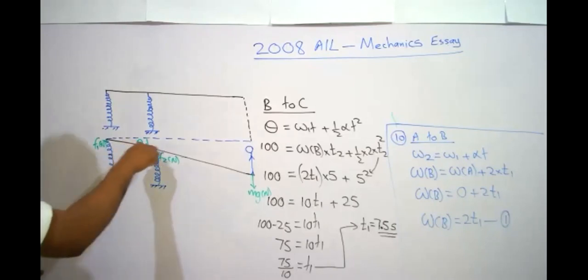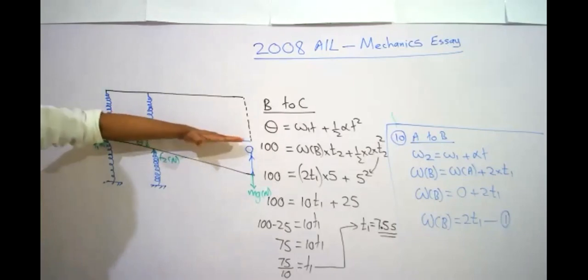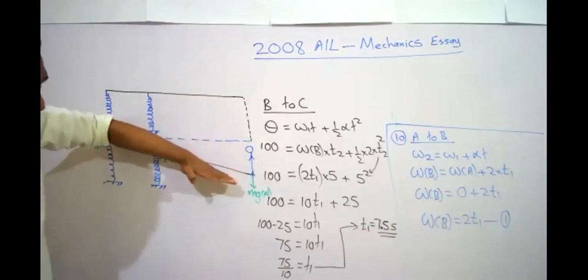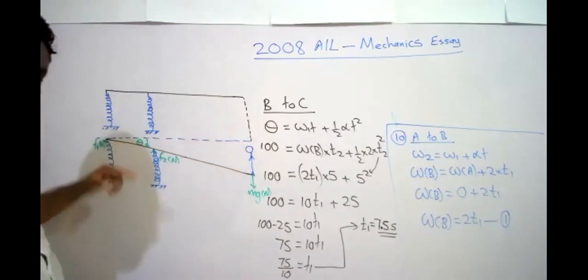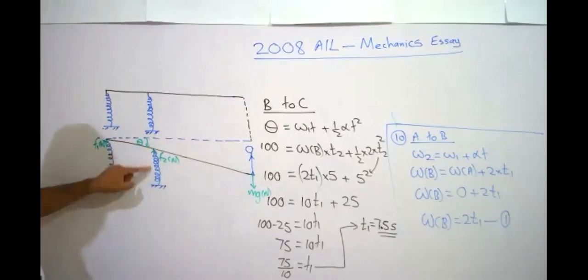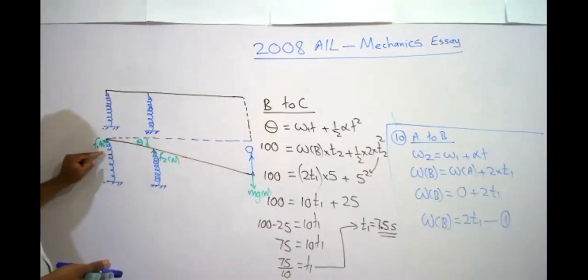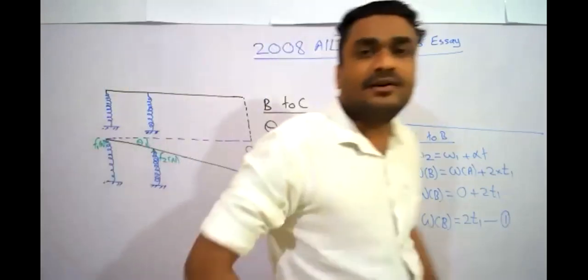So when the string is like this, due to the weight of the boy, it will be rotated slightly like this, an angle of theta, right? So the second spring is compressed, the first spring is stretched, therefore forces are formed like this, right?